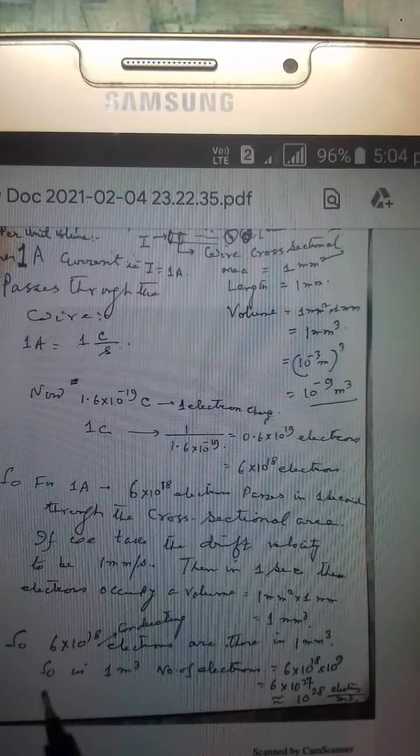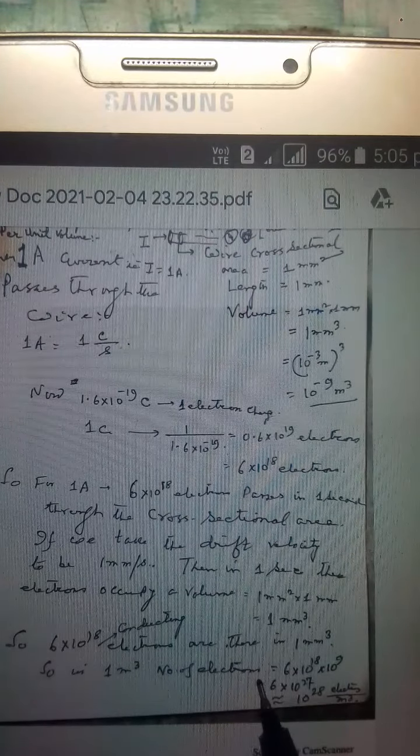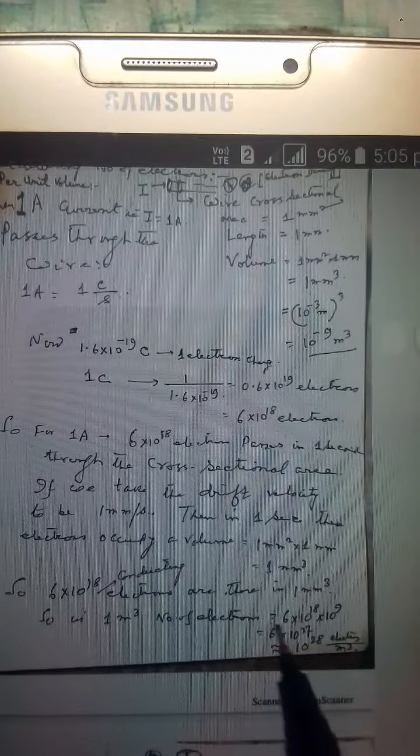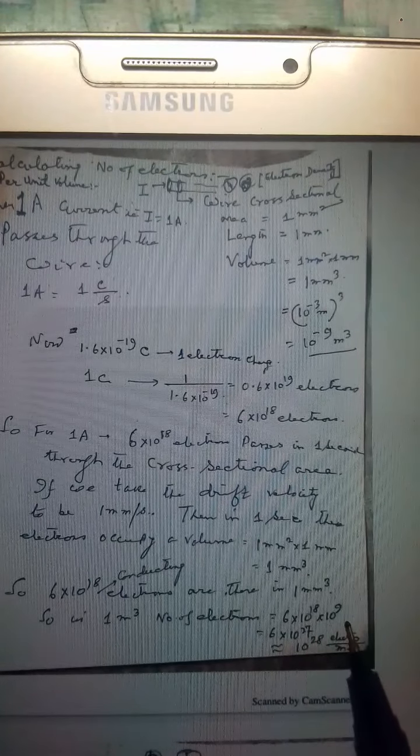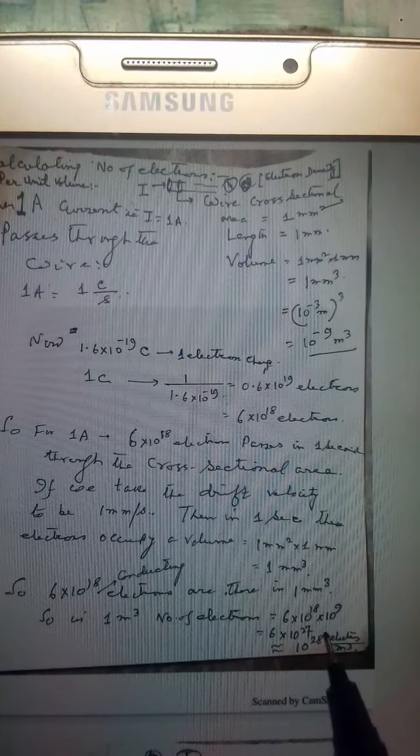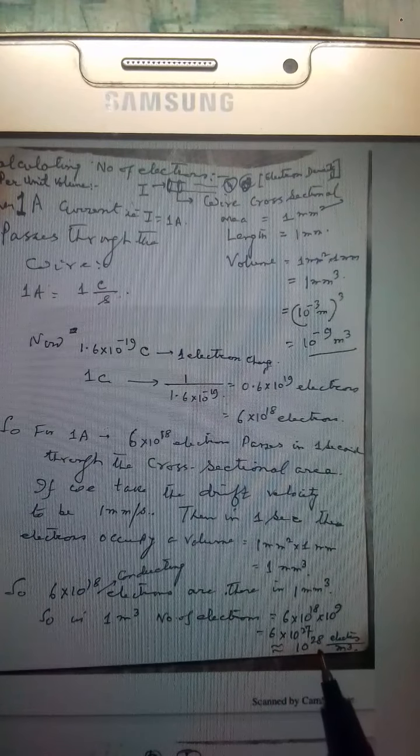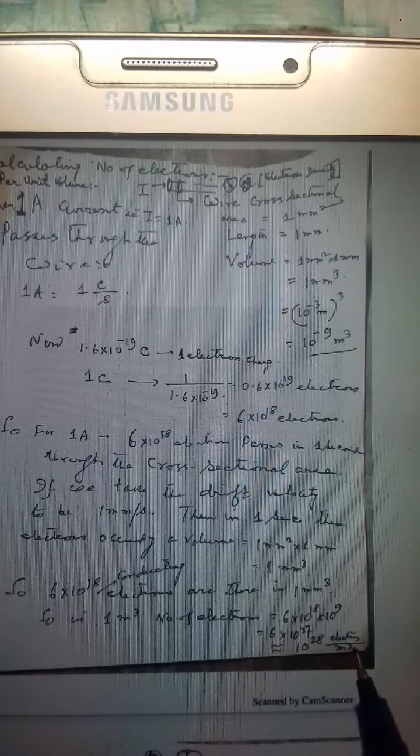So the number of electrons in 1 meter cube is 6 into 10 to the power 18 into 10 to the power 9, which is equal to 6 into 10 to the power 27. That means almost 10 to the power 28 electrons per meter cube.